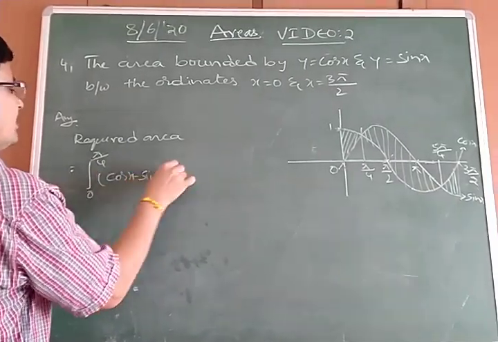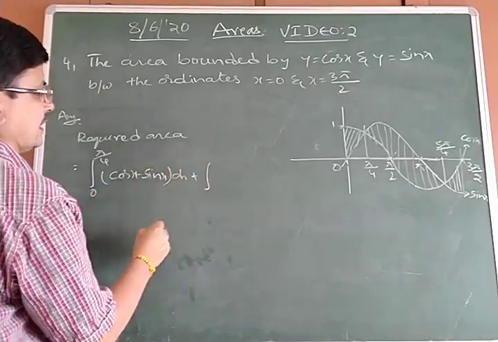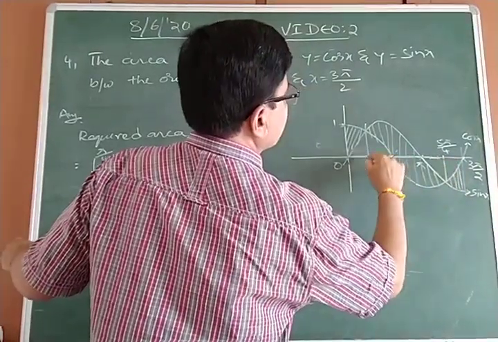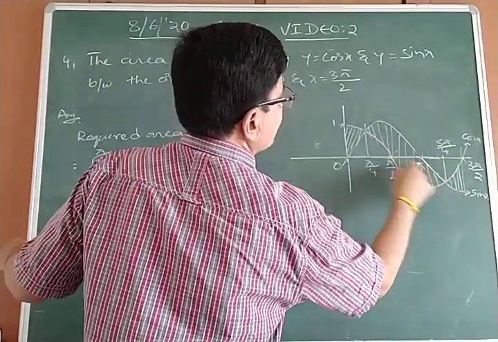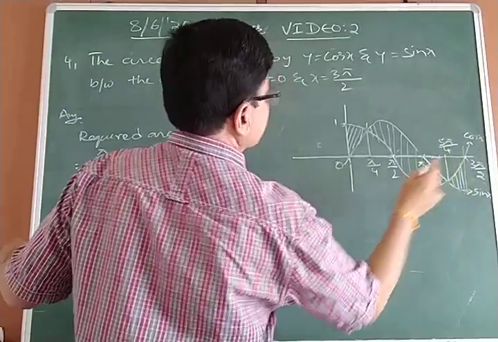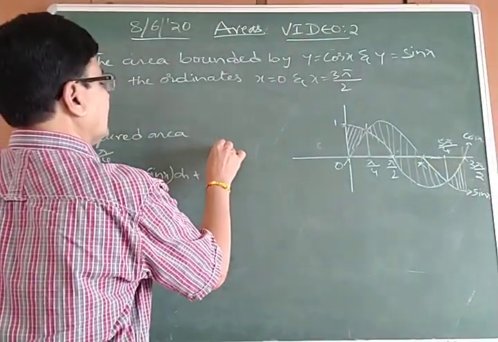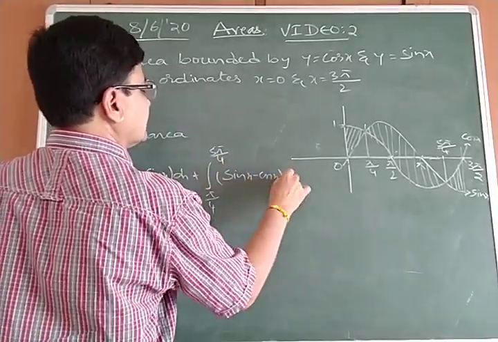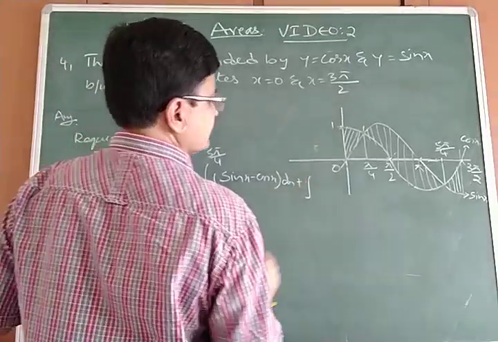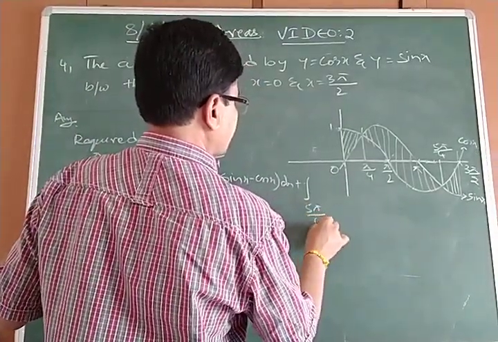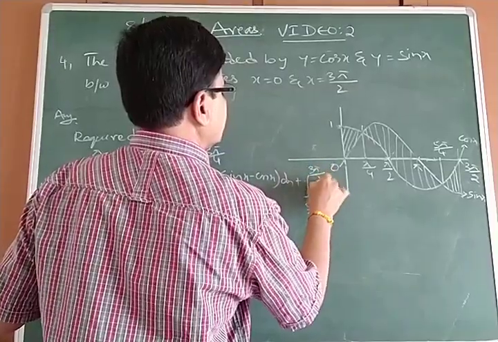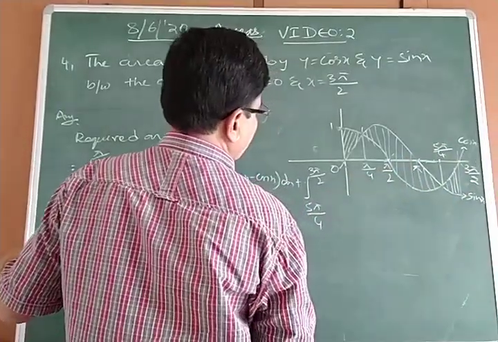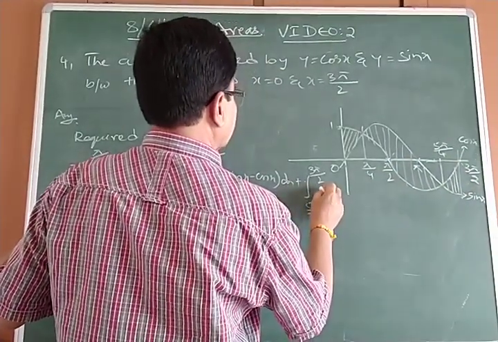This is the area bounded by the curve, plus integral pi by 4 to 5 pi by 4. In this interval sin x is the upper curve and cos x is the lower curve. So integral pi by 4 to 5 pi by 4 of sin x minus cos x dx, plus integral 5 pi by 4 to 3 pi by 2. In this interval sin x is the upper curve and cos x is the lower curve.